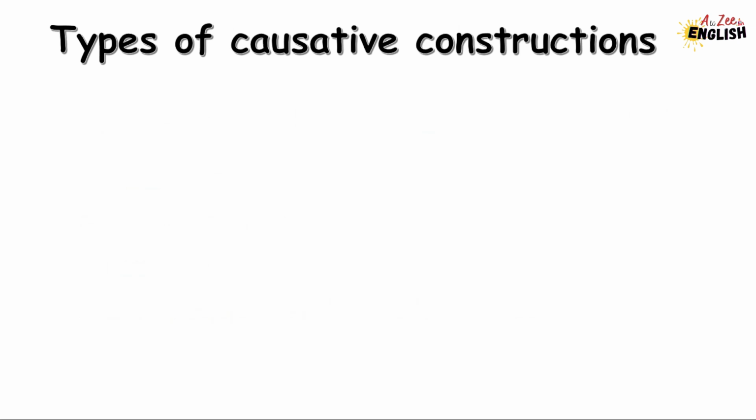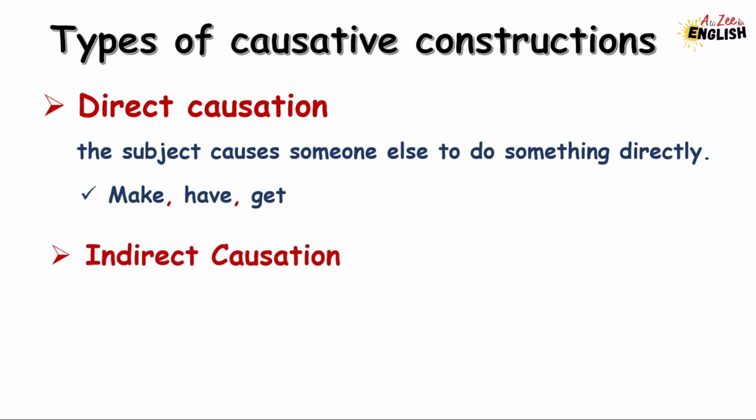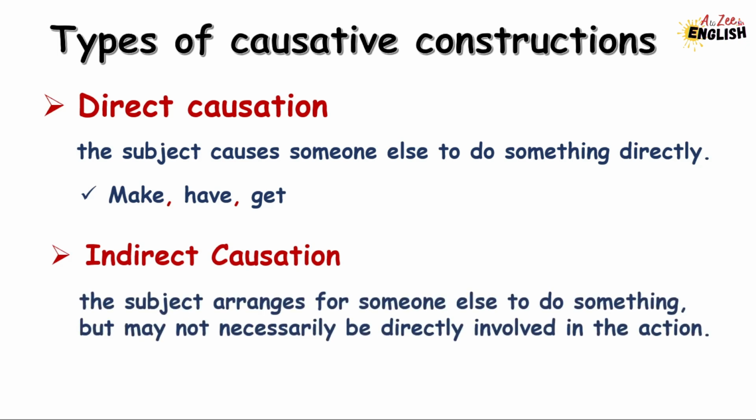Types of causative constructions. There are two types of causative constructions. The first one is direct causation. In direct causation, the subject causes someone else to do something directly. The direct causative verbs are make, have, get. And indirect causation is the second type of causative construction. In indirect causation, the subject arranges for someone else to do something, but may not necessarily be directly involved in the action. Indirect causative verbs are let, allow, enable, force, persuade.